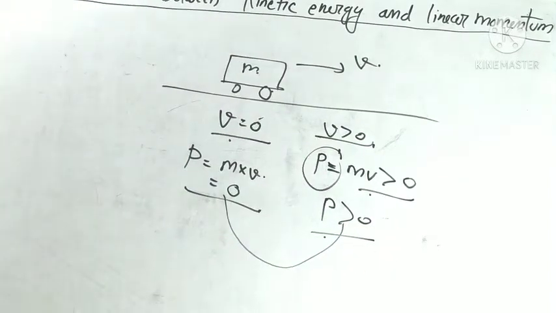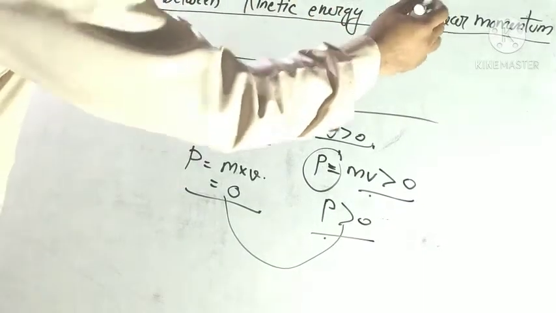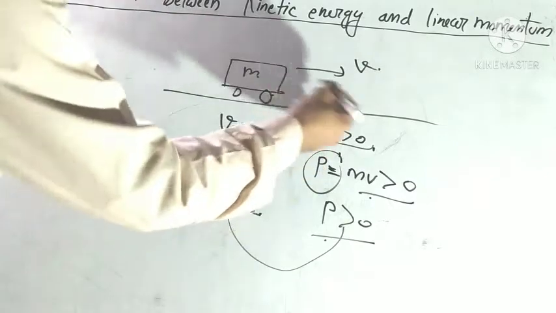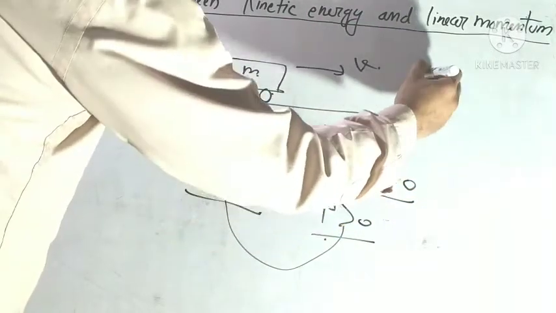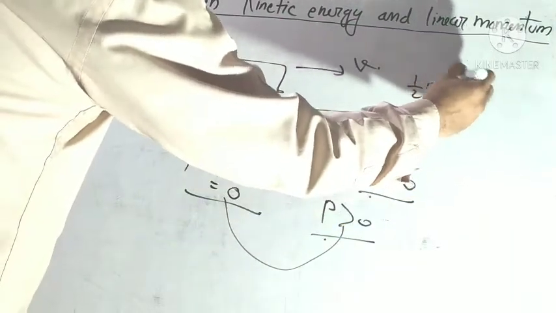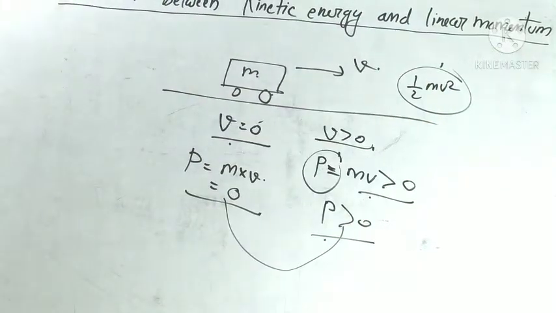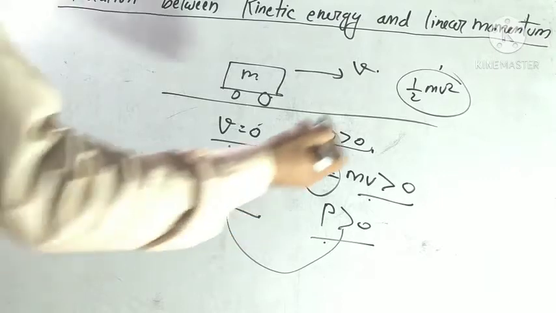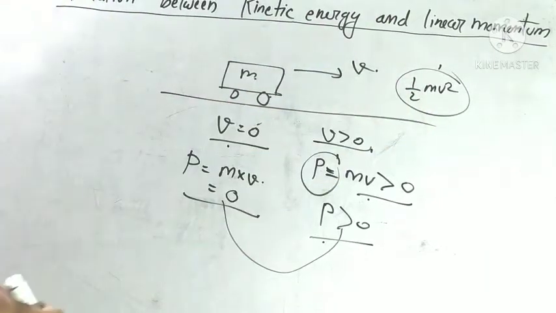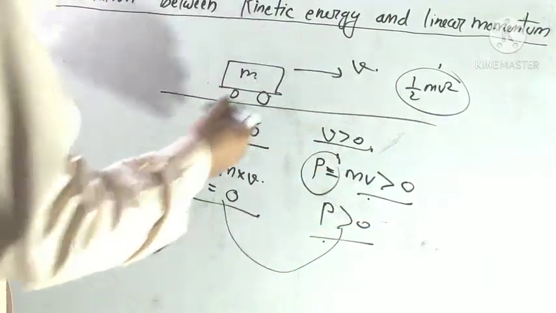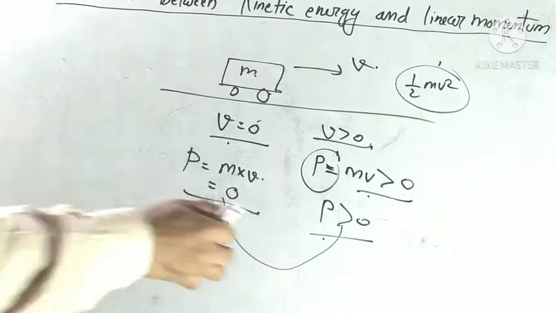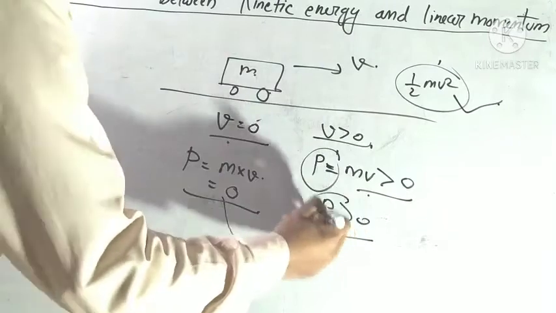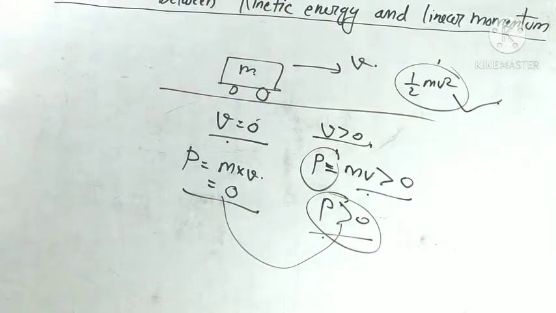Now we have to find the relation between kinetic energy and linear momentum. When this body is moving, its kinetic energy is half mv square. We already know that the kinetic energy of a moving body is half mv square, and kinetic energy is a form of work done. So here we have to find the relation between kinetic energy and momentum.